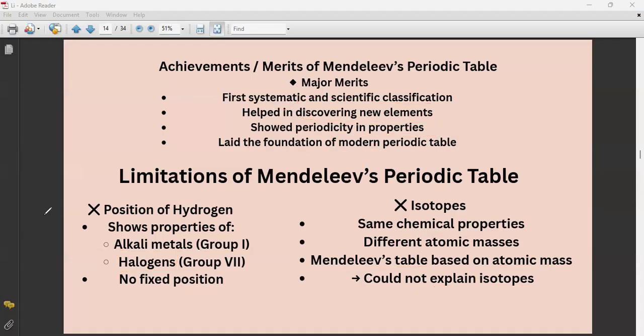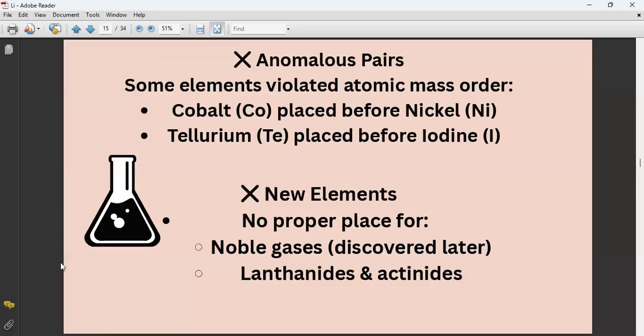So he has shown certain merits and achievements which previous scientists hadn't shown, but he also has some demerits as well. Let's see the other demerits of the Mendeleev periodic table.